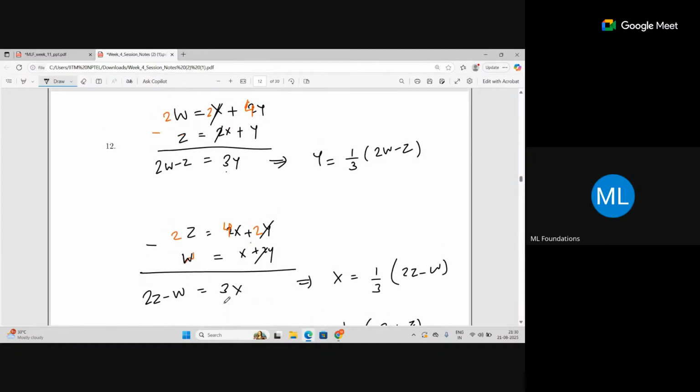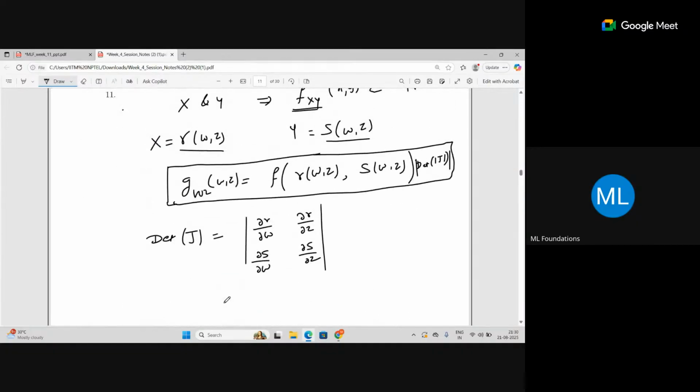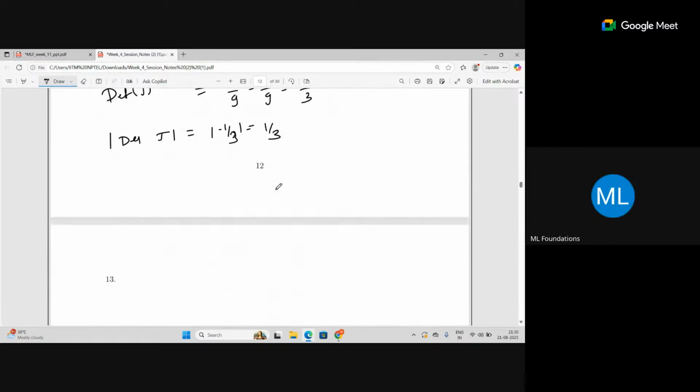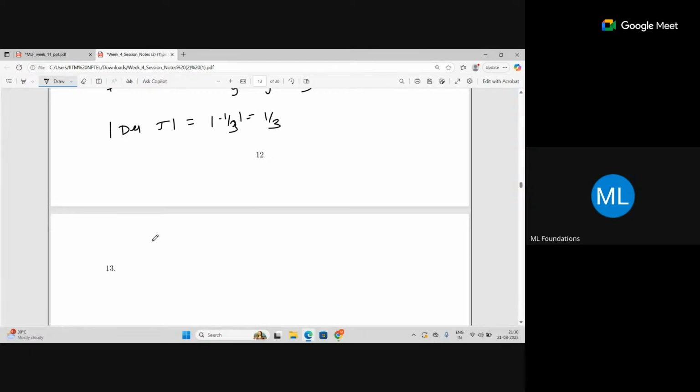Now what is the next step? I need to plug in these values into this function, in the joint density. Yeah. So basically, then the joint density of w and z is this.